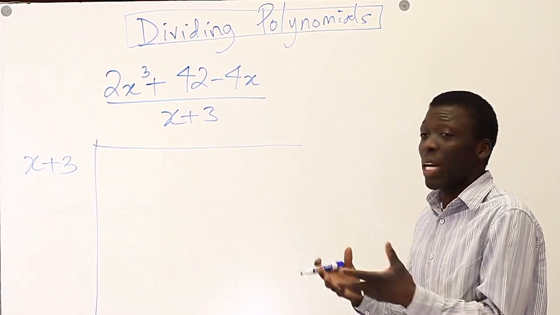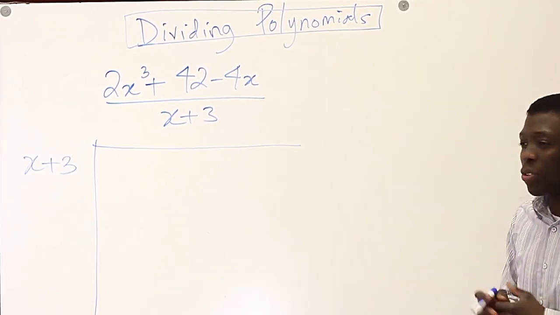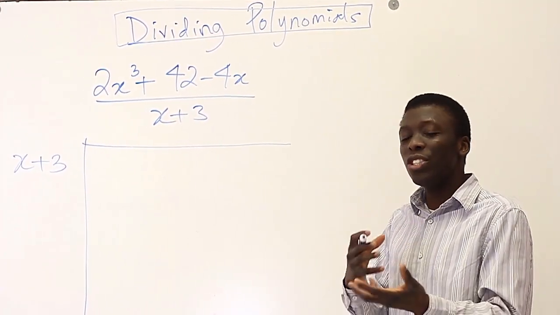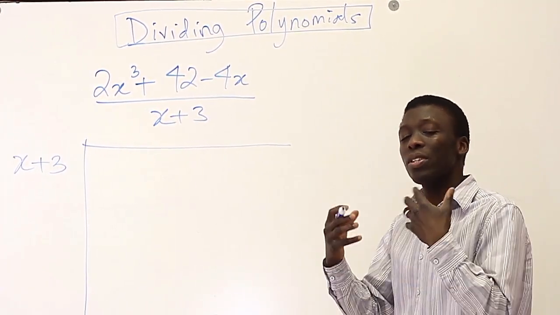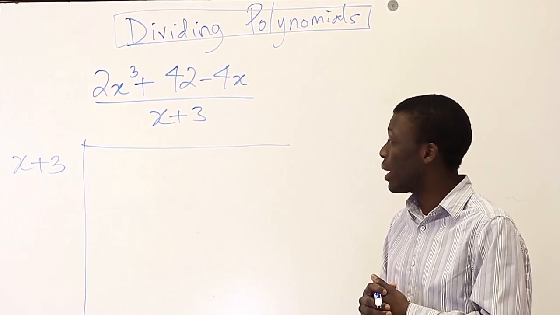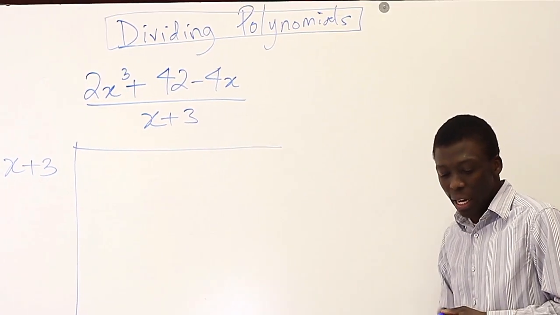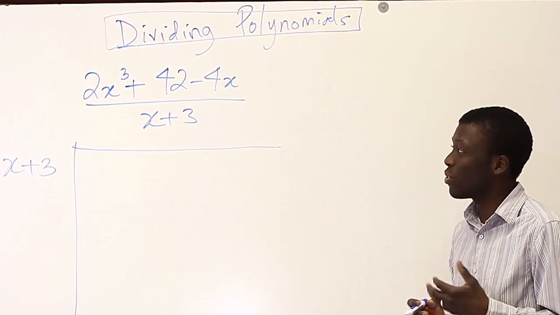So we're looking at dividing polynomials, but I want to remind you that in math, when you learn one principle for a particular concept, if we change the numbers or the letters, you use this principle the same way. Don't be intimidated by what letters are used. And so here we have the dividend and the divisor, 2x cubed plus 42 minus 4x.